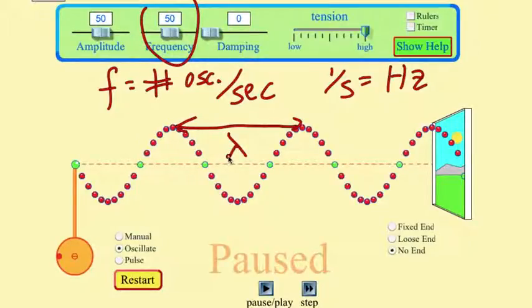And if you think about it, sitting at some point for a second, F peaks will come by. That means the wave will have transferred a distance of F times the distance between peaks. In other words, F times lambda is how far the disturbance travels in a second. So F times lambda is the speed of the wave, which we characteristically call c.